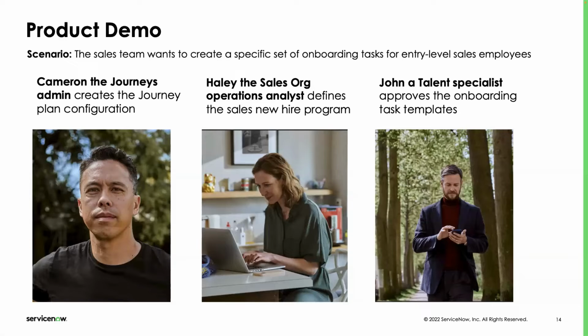So Cameron and Haley are going to work together to get this new hire content embedded into journeys. And so with Journey Designer version 2, Cameron is going to assign Haley as the owner of the content, and then she can manage it herself from the Employee Center. And then John, who is in a talent team, and he's responsible for making sure that all onboarding processes are clean, is going to be the approver in this example. And with that, I will move over into the demo.